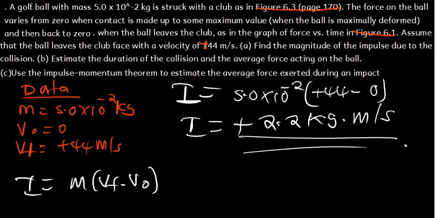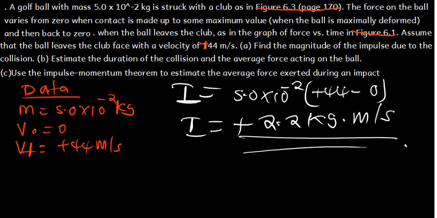Part B is saying estimate the duration of the collision and the average force acting on the ball. Remember, I said part C and part B are the same, because in part C they are talking about estimating the average force exerted during the impact, which is the same as the average force in part B. Now we have the momentum, and we want to find the duration. Duration is basically time. They want us to estimate.